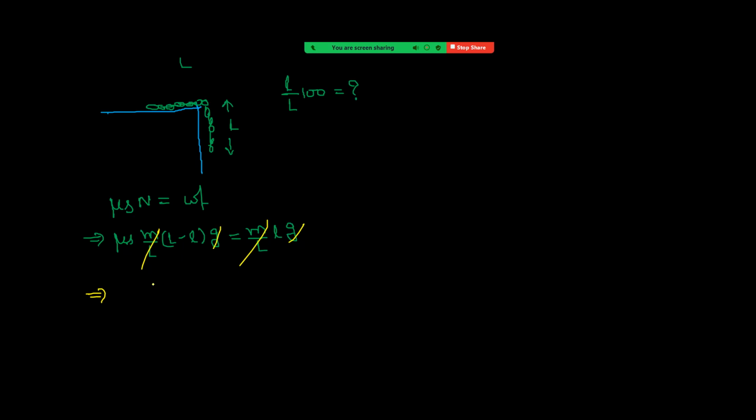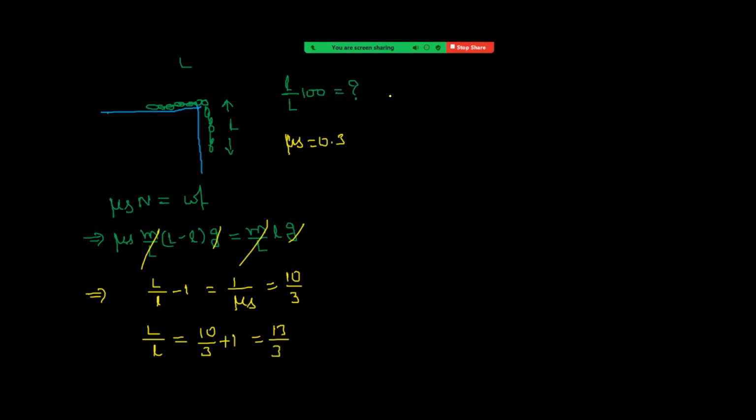I can take L here. L by L minus 1 is equal to 1 by mu s, right? Then, mu s value is given as 0.3. This 0.3 means it is 3 by 10, so 1 by mu s is 10 by 3. Now, L by l is equal to, take 1 here, 10 by 3 plus 1. That is now 13 by 3.